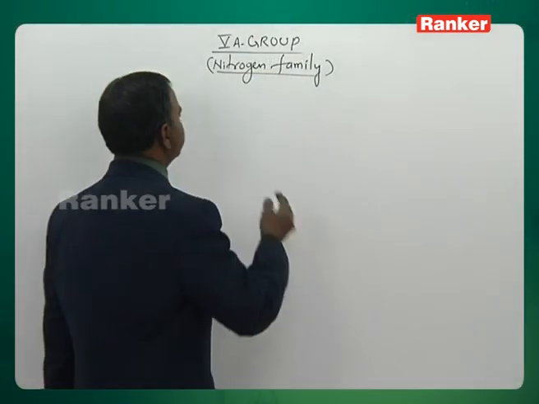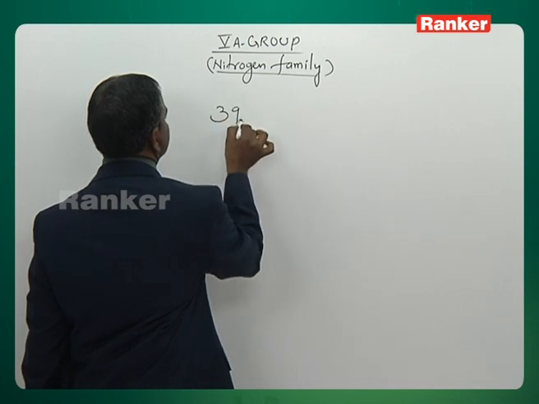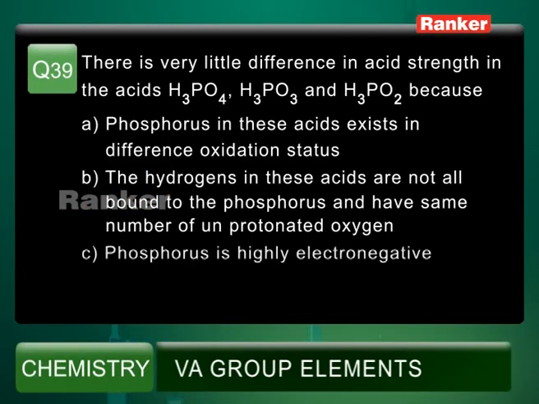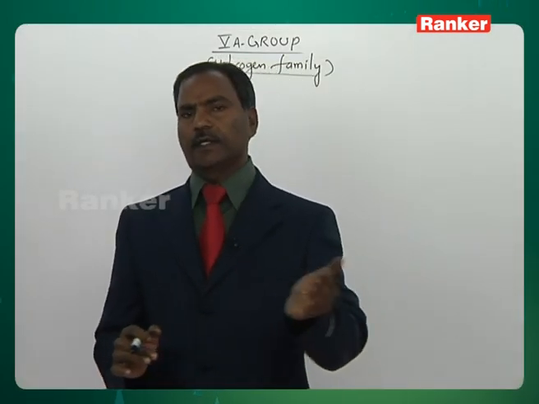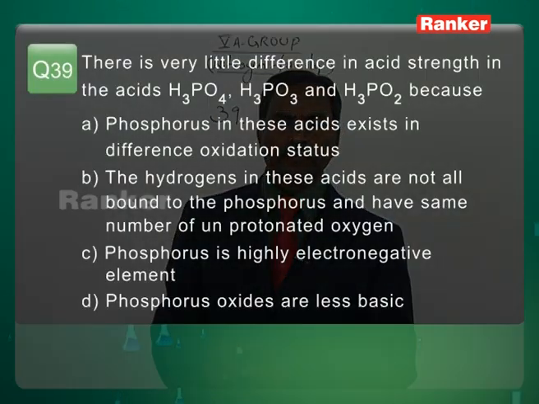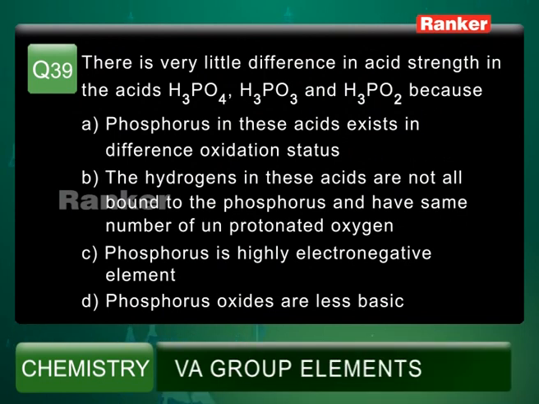Question number 39. There is a very little difference in acid strength in the acids phosphoric acid, H3PO4, phosphorus acid and hypophosphorus acid. A is given as what? Phosphorus in these acids exists in different oxidation states. Yes, oxidation state is differing in this. Coming to B, hydrogen in these acids are not all bound to the phosphorus and have the same number of unprotonated oxygens. C, phosphorus is a highly electronegative element. D, phosphorus oxides are less basic.